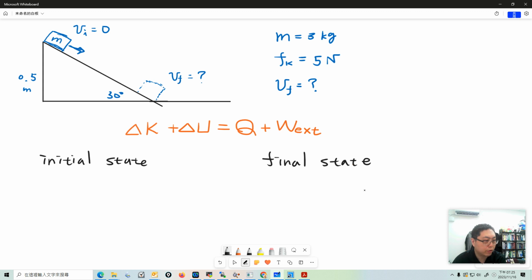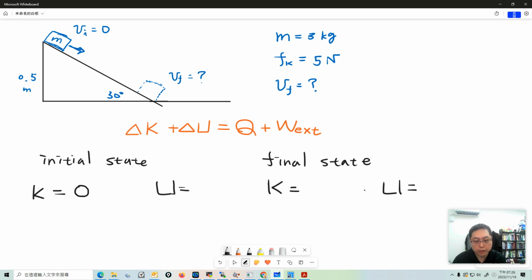In the initial state, what is your kinetic energy and what is your potential energy? In the final state, what are the kinetic energy and potential energy? Starting with the initial state, the crate is at rest. There is no velocity, which means no kinetic energy, because kinetic energy is 1/2 times mass times velocity squared.